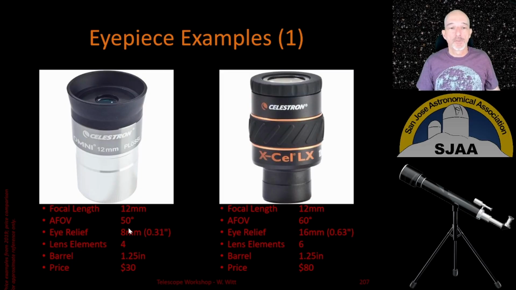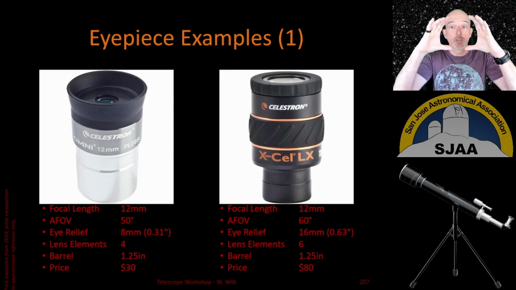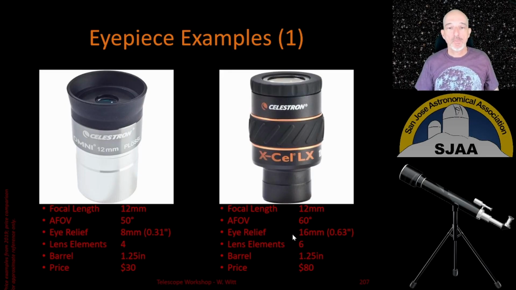Things that are different are, for example, the apparent field of view. This one has a 50-degree apparent field of view. This one has 60 degrees, meaning that when you look through the telescope, the eyepiece on the right would give you a larger image circle to see. The other thing different is the eye relief, 8 millimeters to 16, which means that this eyepiece allows you a more comfortable viewing position. You don't have to smush your eye quite as close to the lens element here.